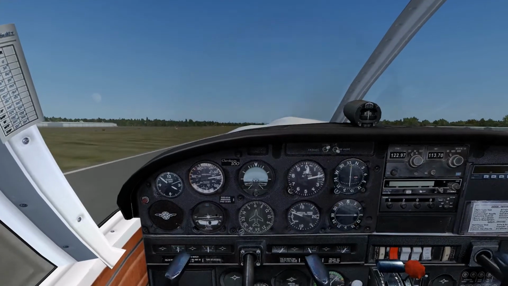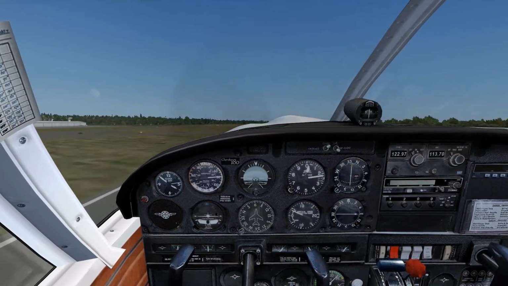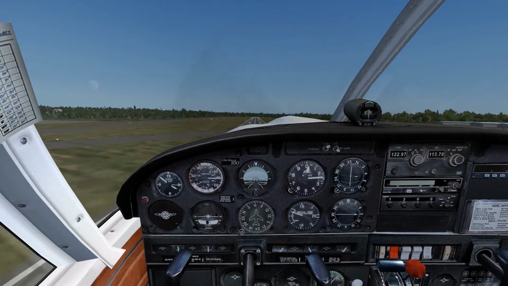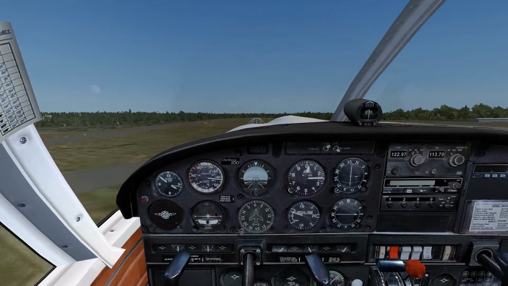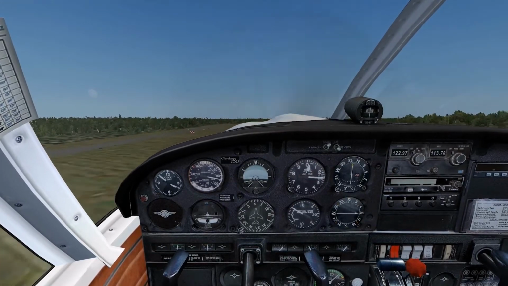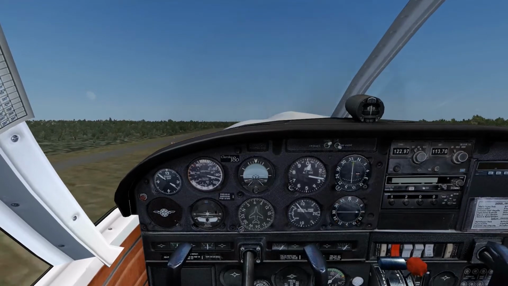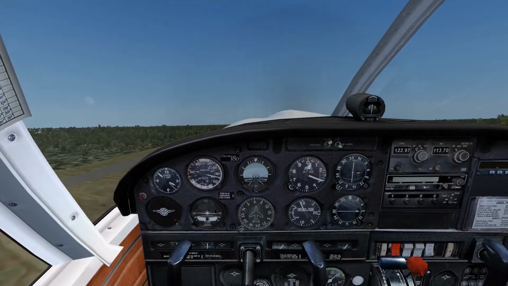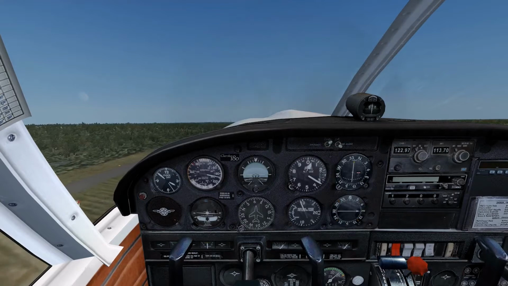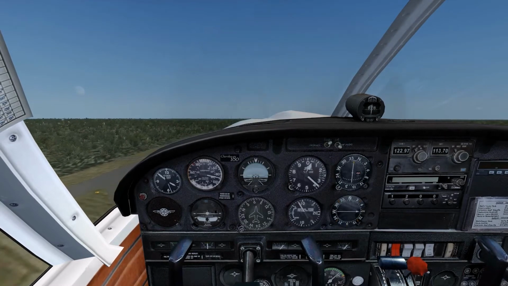Rotate at 70, accelerate towards somewhere between 85 and 90. And this time we're going to make the left turn and land on taxiway Bravo. See if in a Cherokee 180, under these conditions, a 45-degree bank angle is enough to land on taxiway Bravo.